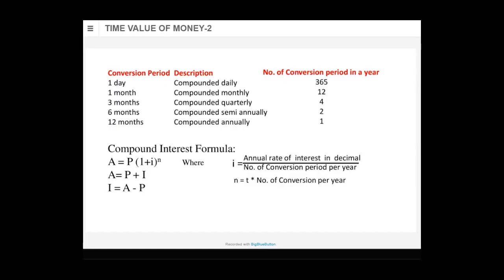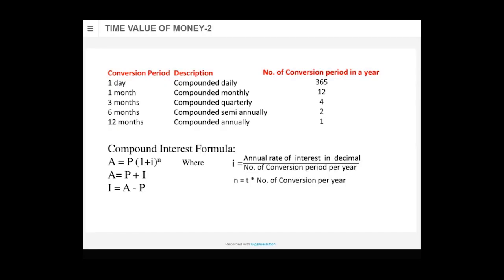Now here the formula is A is equal to P in bracket 1 plus i raised to n, where i here is the annual rate of interest in decimal divided by the number of conversion periods per year. What is conversion period? ऊपर के टेबल में conversion period दिया है ना, number of conversion periods in a year, वो लेने का. If it is daily, then divided by 365. If it is monthly, divided by 12, and so on.